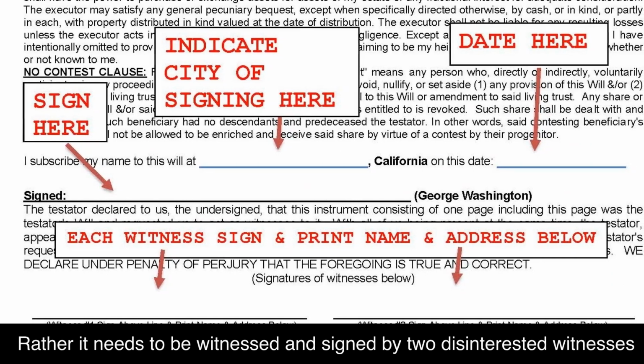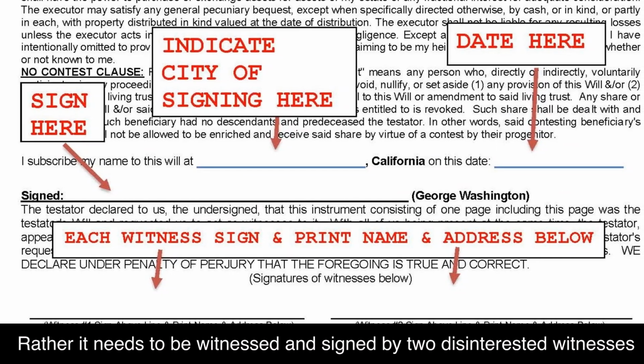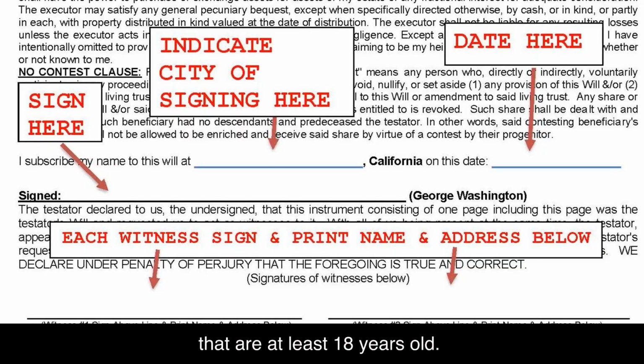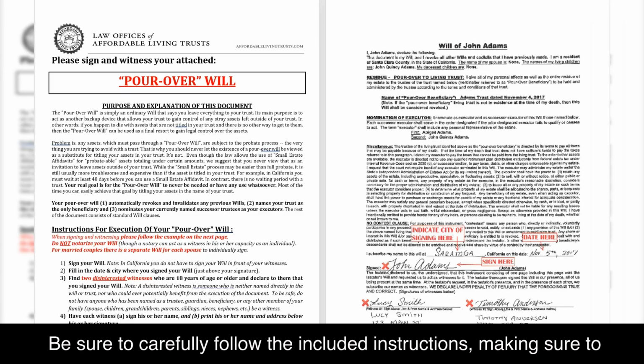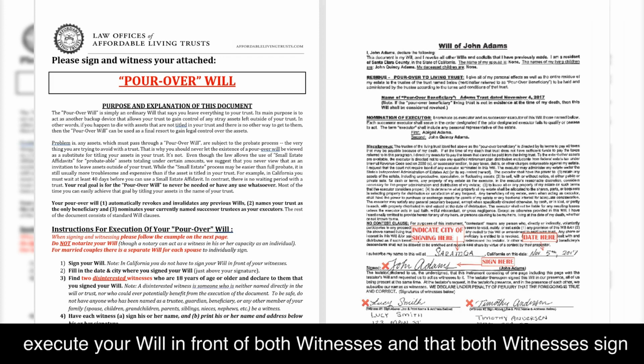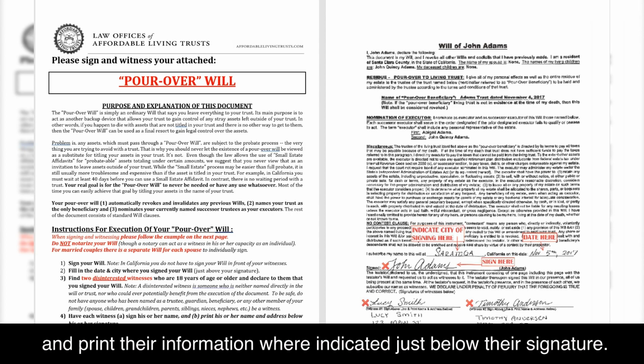Rather, it needs to be witnessed and signed by 2 disinterested witnesses that are at least 18 years old. Be sure to carefully follow the included instructions, making sure to execute your will in front of both witnesses and that both witnesses sign and print their information where indicated just below their signature.